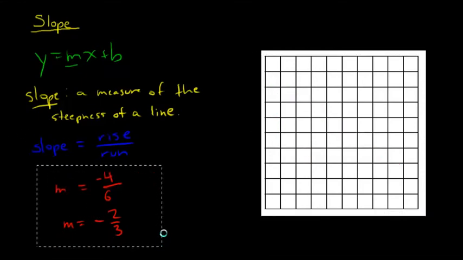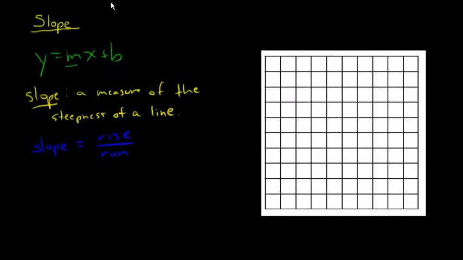The second way you can find slope is by using the coordinates that you're given. So perhaps someone will say, find the slope between 0, 1 and 3, 7. Well, there's a couple of ways that we can do this.